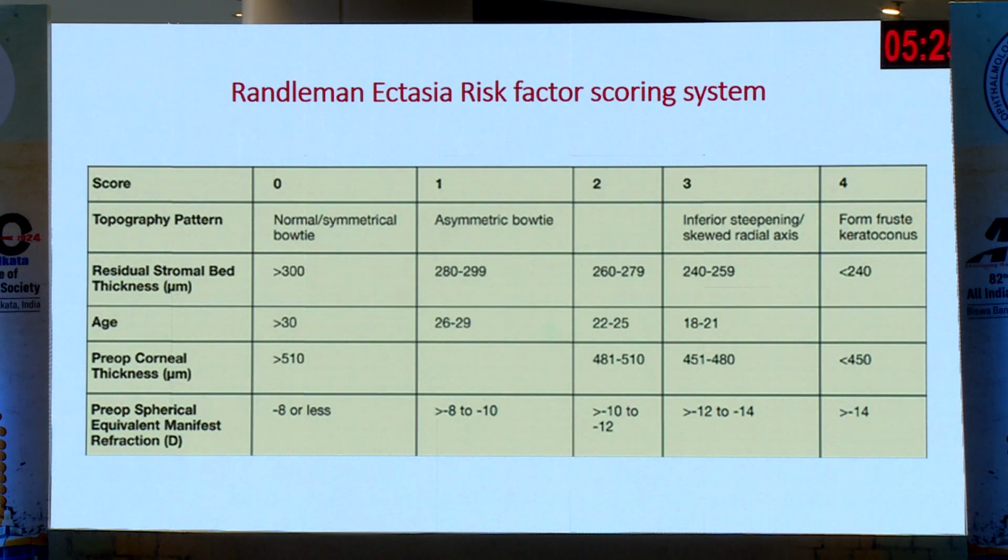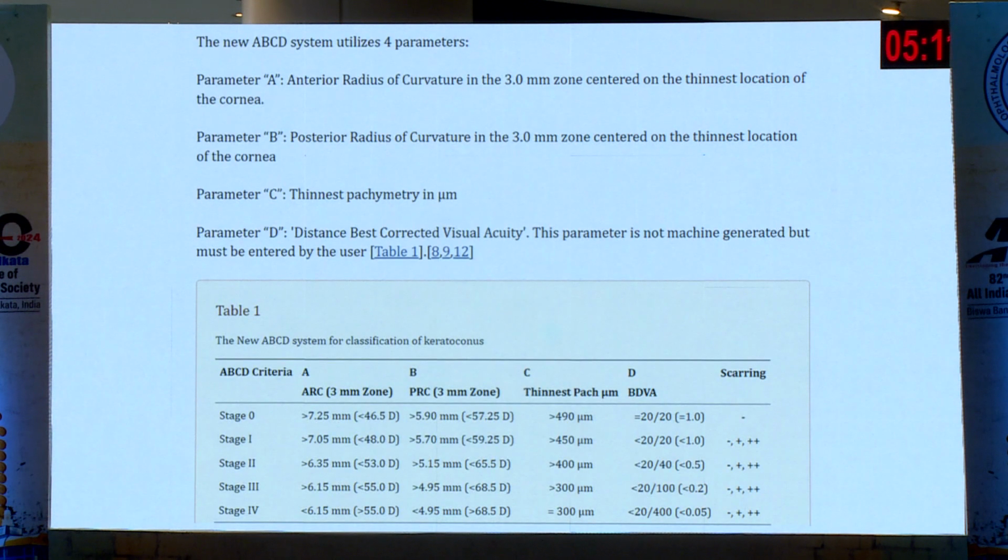So this is another score that we used to follow before, the Randleman ectasia risk factor scoring. It is on the basis of corneal thickness, and you can calculate the score and then tell the patient that you are having this problem and you should not go for the laser-based procedures. The newer classification is the ABCD system, where you see the radius of curvature of anterior and posterior curvature of the cornea, thinnest pachymetry, and best corrected visual acuity. And based on these parameters, you can classify the patient from low risk to high risk.